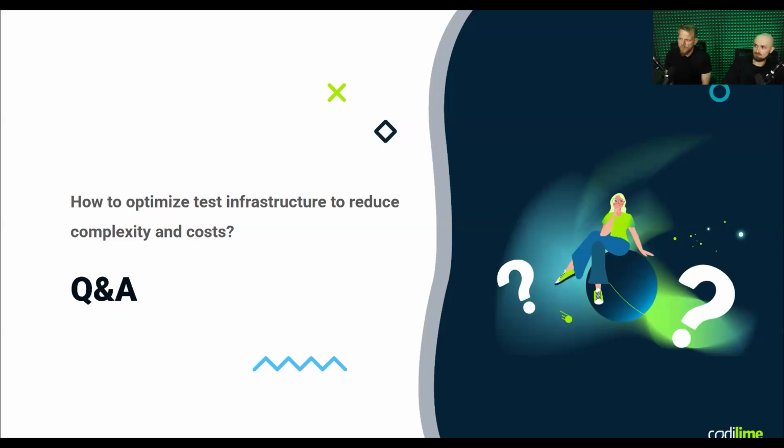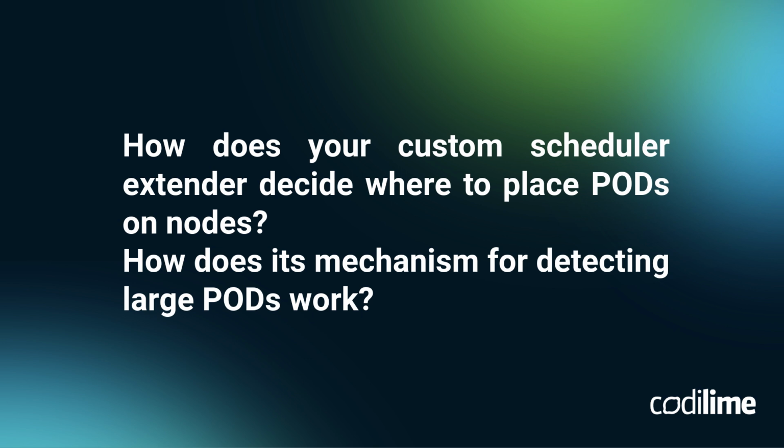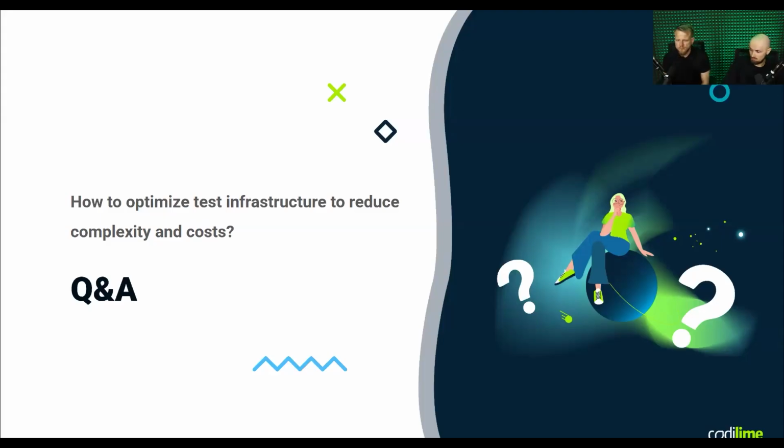Another question: how does your custom scheduler extender decide where to place pods on nodes? And how does its mechanism for detecting large pods work? So it's a pretty complex thing that is done in steps. First of all, big pods for us are workloads that wait in a pending state for too long in a Kubernetes cluster. And that waiting time is always due to resources, because smaller tests are easier to schedule. So we have a mechanism that detects such a pod.